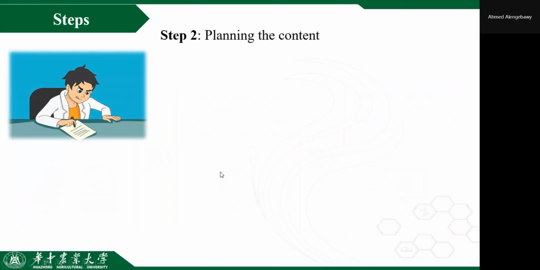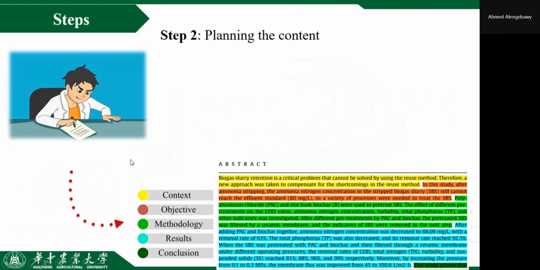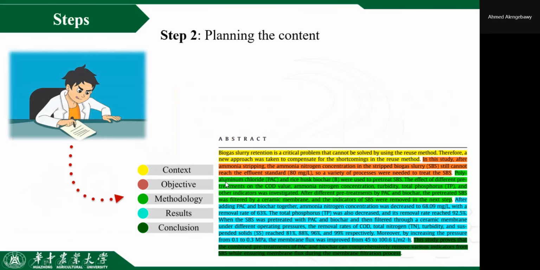The second step is planning your content. What is the meaning of that? Firstly, you have to write your abstract. An abstract has some specifications. This is also the abstract of one of my research articles. Each color here refers to a part of this abstract. For example, the yellow one is the context of your paper. Then you have to write the objective, methodology, results, and a brief conclusion at the end.